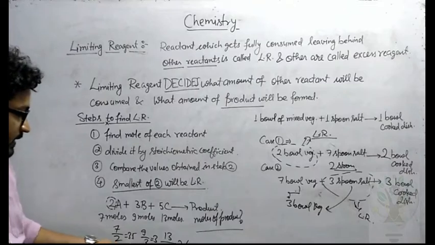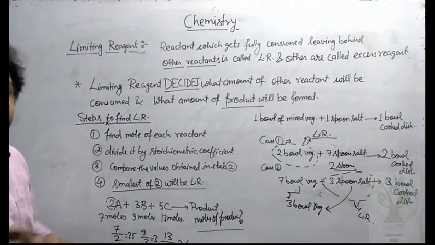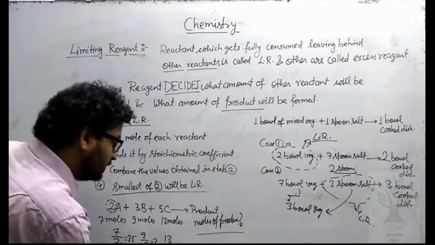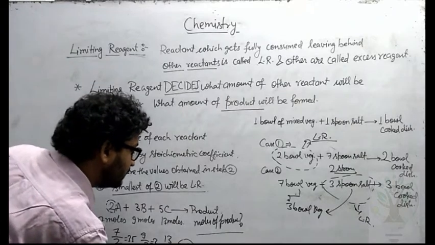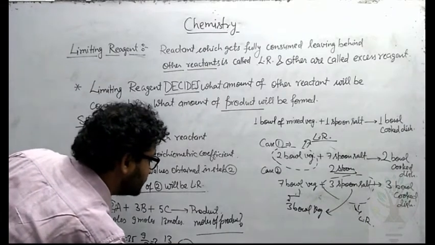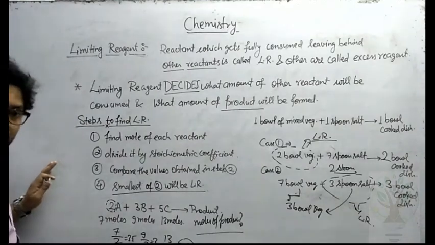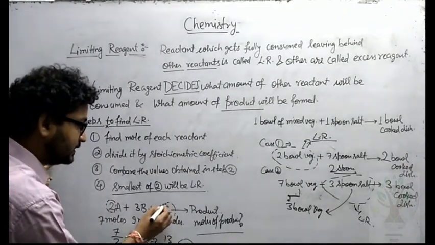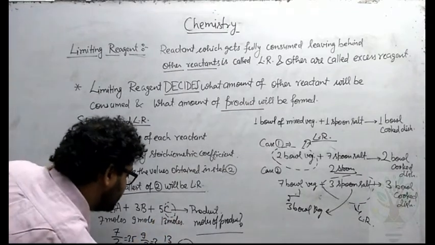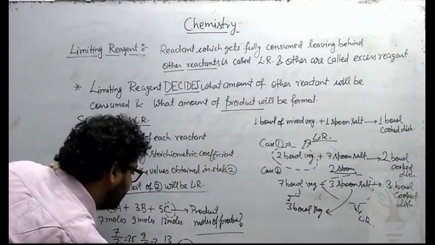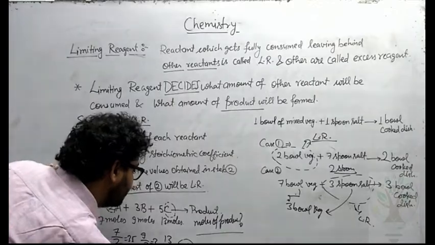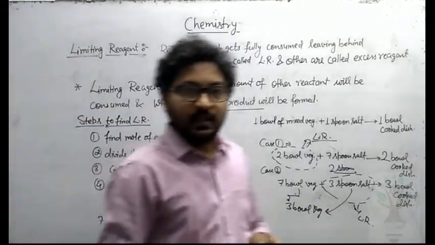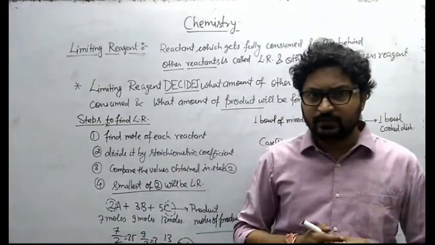Now the third step is to compare the values obtained in step 2. These are the values I am getting: 3.5, 3 and 2.6. Which one is the smallest? The smallest is 2.6. Since this is the smallest, what will be your limiting reagent? C. C will be the limiting reagent. Okay, this is how we find the limiting reagent.